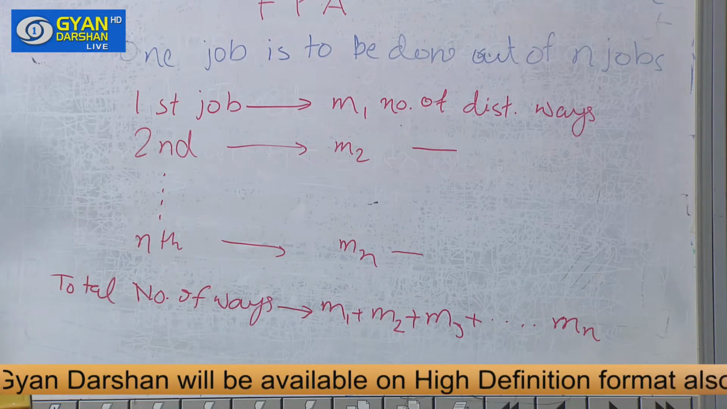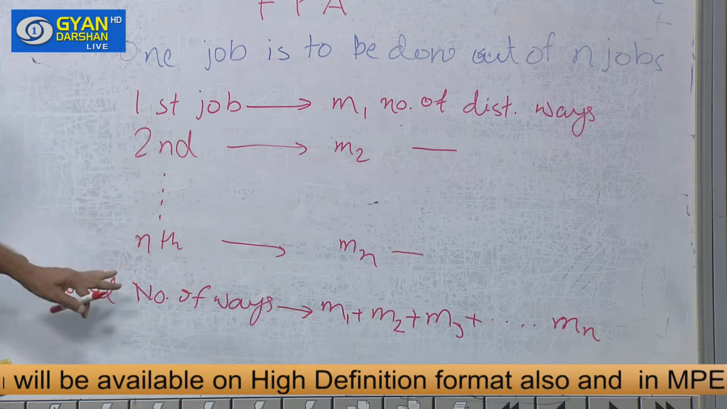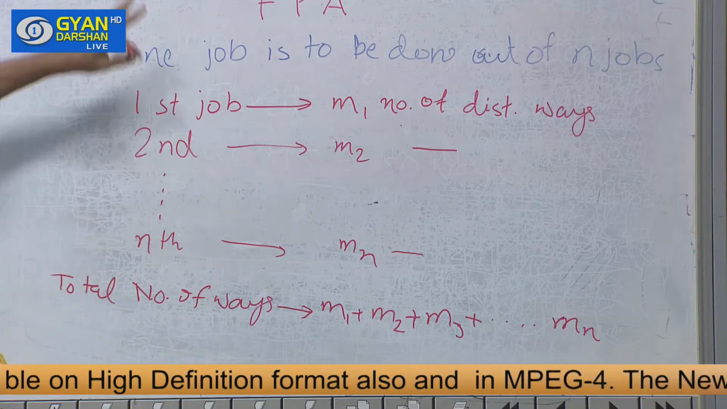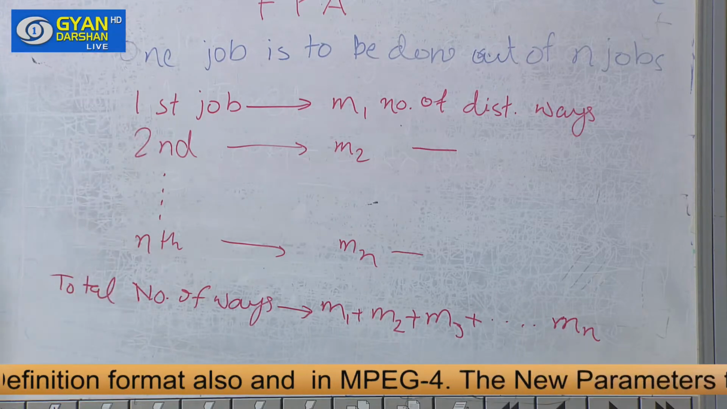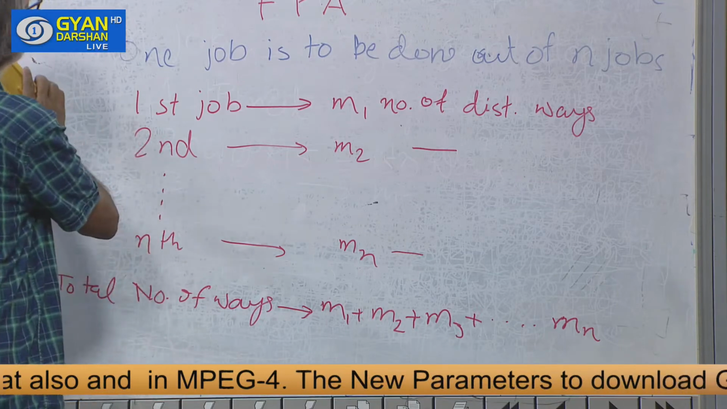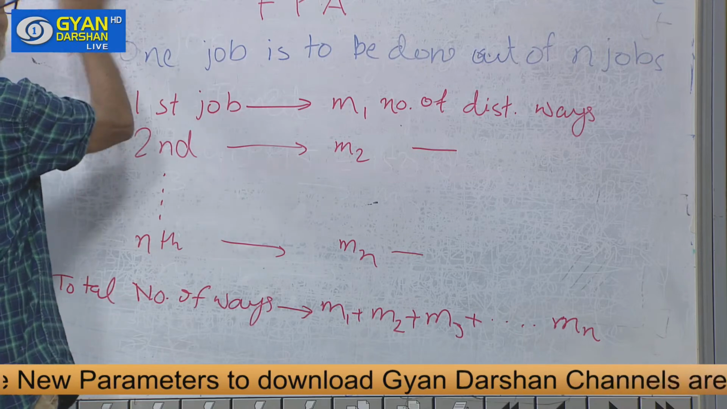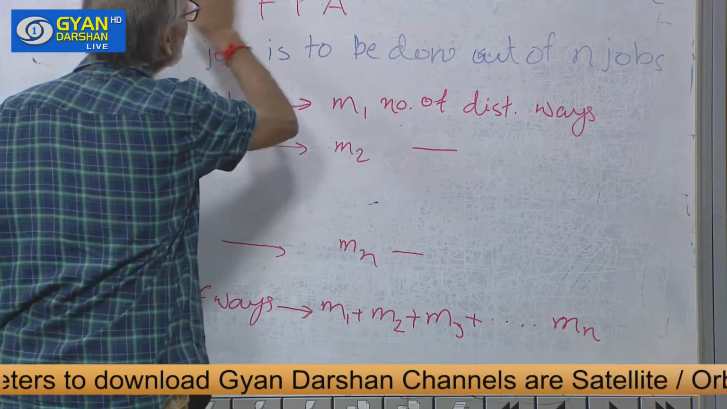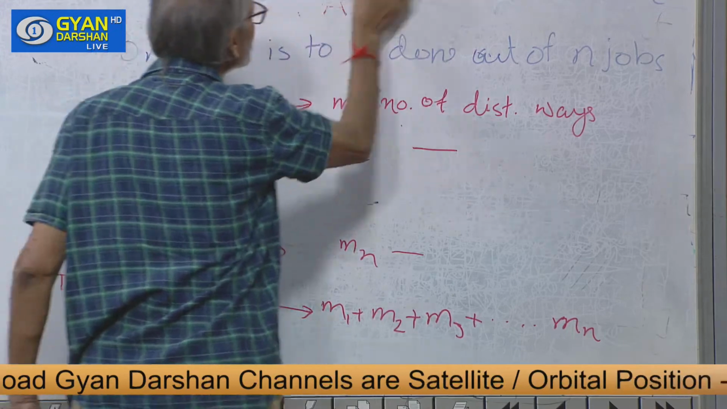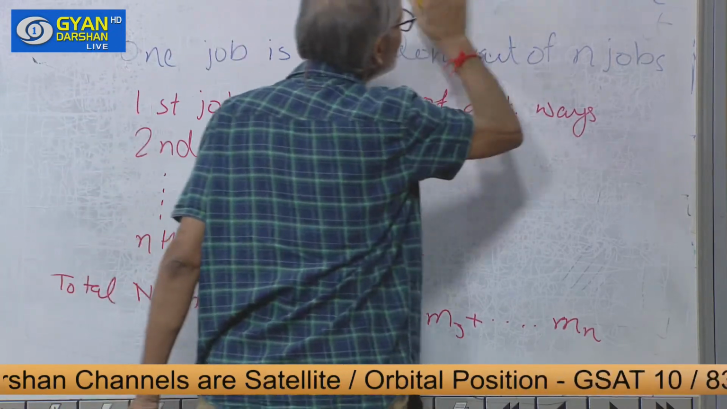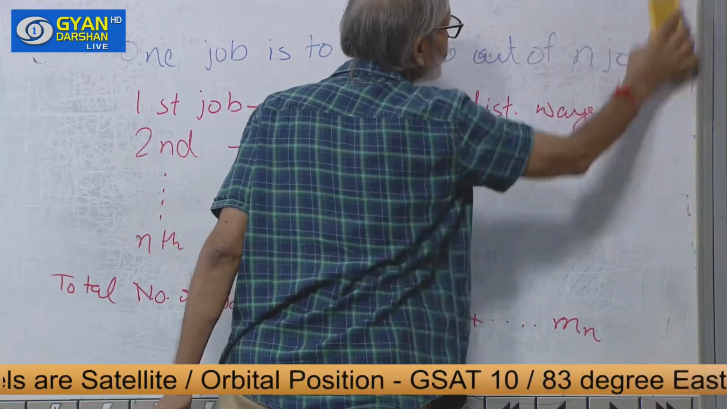So, this is the fundamental principle of addition. There are two fundamental principles of counting. One is the fundamental principle of multiplication, FPM, and the other one is the fundamental principle of addition, FPA. Now, let us take an example of FPA.